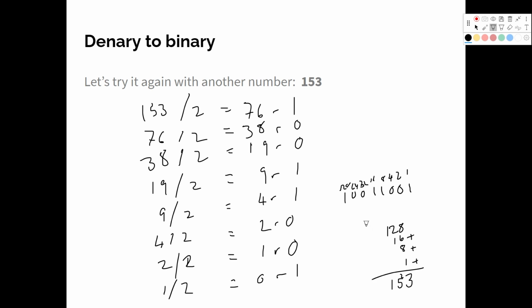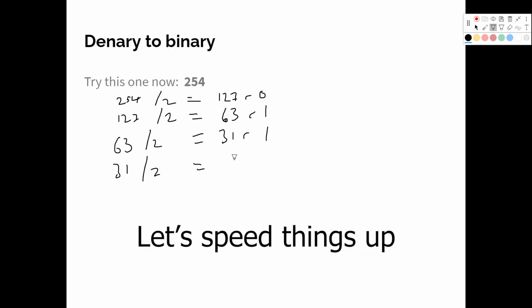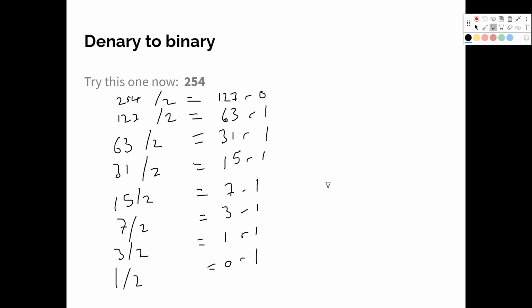Woo! All right, one last one. We start with 254. 254 divided by 2 equals 127 with no remainders. Now we've got 127 divided by 2 equals 63 remainder 1. 63 remainder 1. 63 divided by 2. So that's 1, 2, 3, 4, 5, 6, 7, 8. Perfect. This is the number we're looking for. Holy moly, we made it, folks.